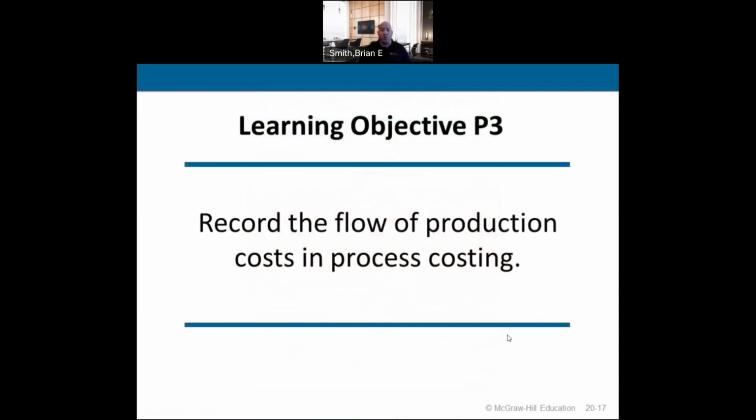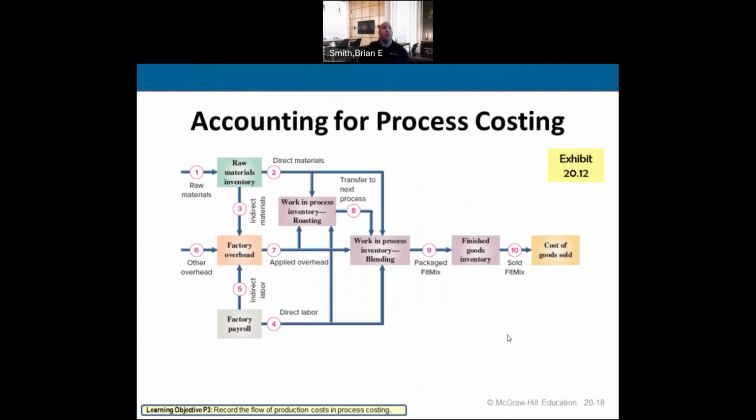Now, how do we make this flow through our financial statements and our ledgers and everything we got to do? Well, we start off with raw materials. So when we pull our raw materials for direct materials, we're going to put that into our work in process inventory. And we may even pull raw materials in other departments as well. And that's why it's important to know which department you're in and how far along your direct materials are.